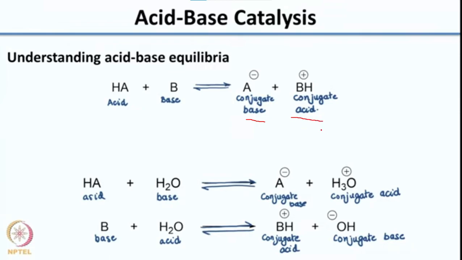I hope all of you learned this reaction in your lower class, previous class, right? So here the acid will give a conjugate base, and the base will give a conjugate acid. So when an acid-base reaction is taking place, you can always observe that the acid is losing a proton, right? Proton abstraction is taking place from the acid, which will give you a conjugate base, and the base is accepting the proton.